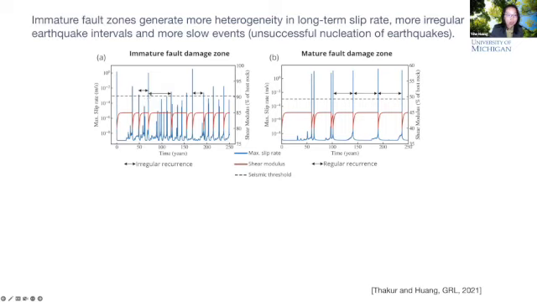And we actually see very irregular recurrence intervals between the earthquakes in the immature fault zones. But once we get to the mature fault zones, which have a shear modulus between 45% and 40%, we are seeing a very regular earthquake cycle, like the earthquakes here occur every 50 years or so.